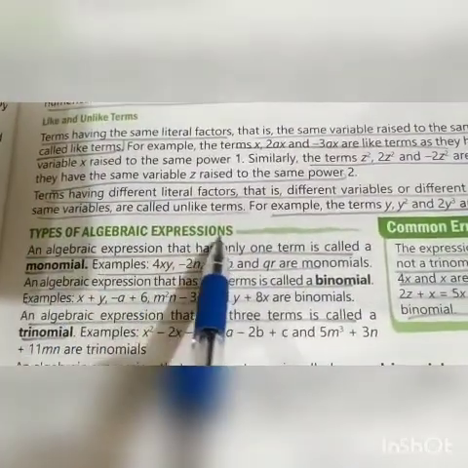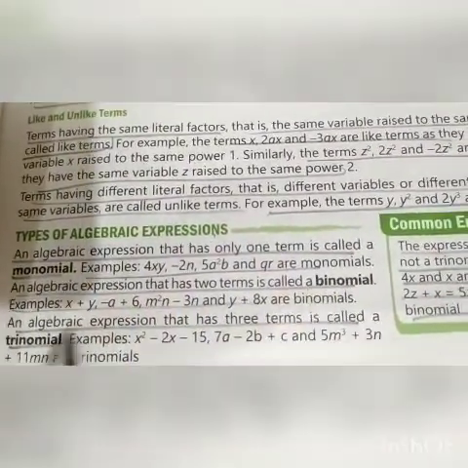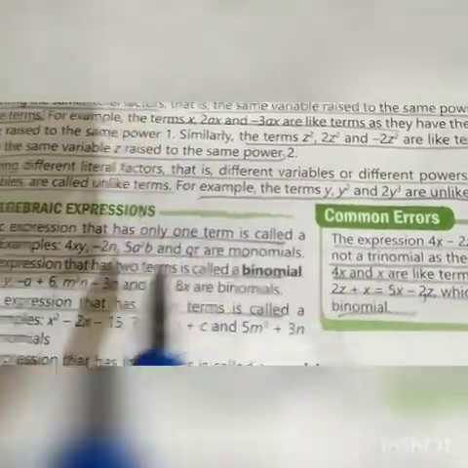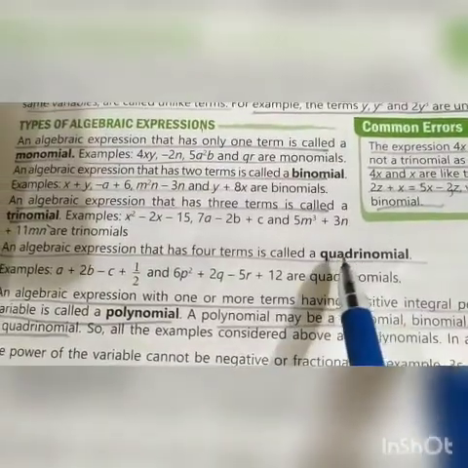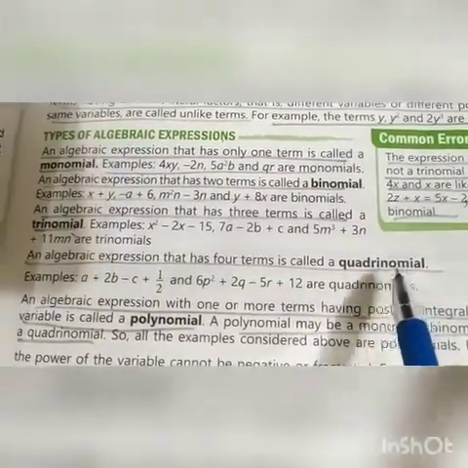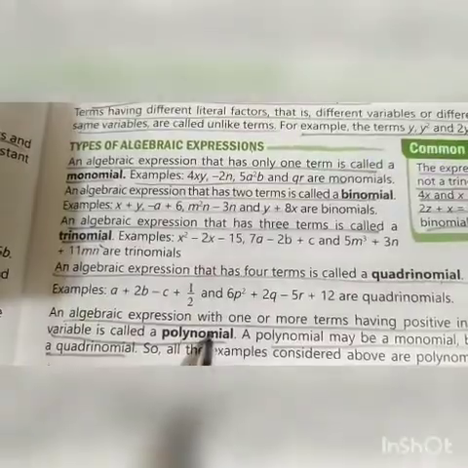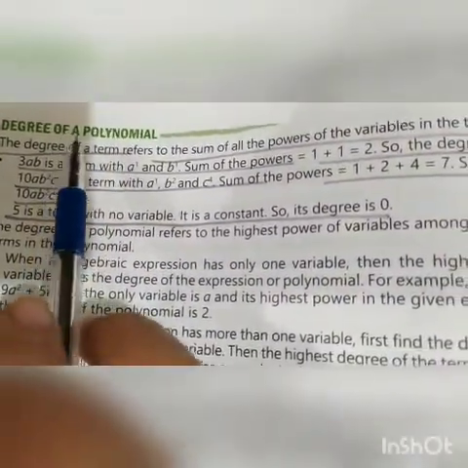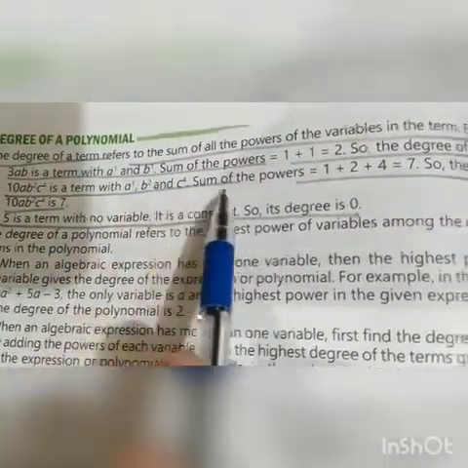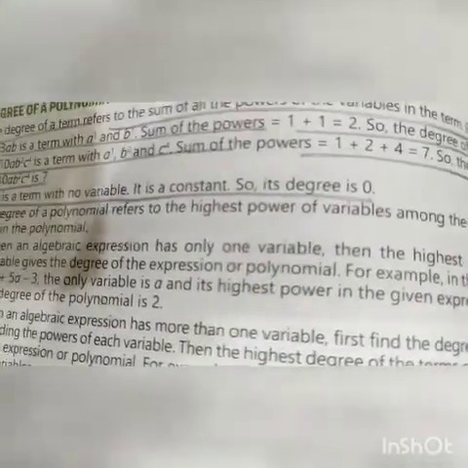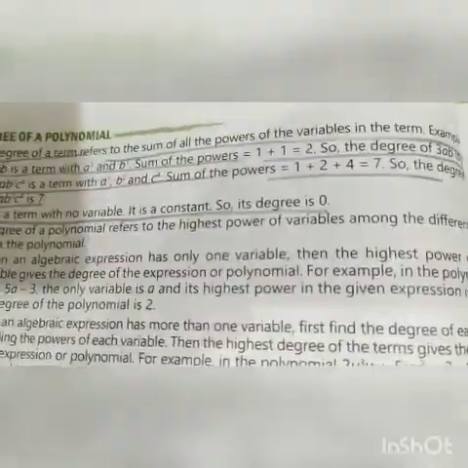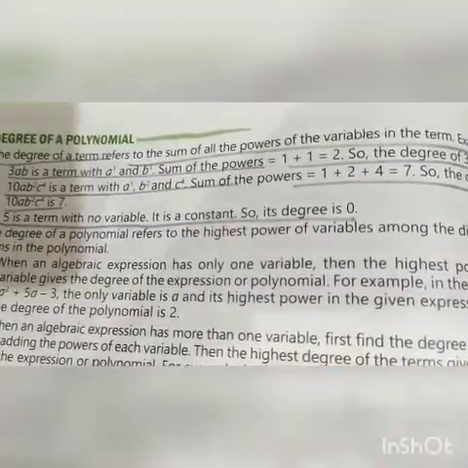Now types of algebraic expression, that is monomial, binomial, trinomial, and common errors also. The definition of quadrinomial, then the definition of polynomial. Next page, what is the degree of a polynomial? I have underlined these lines, so you will go through these pages, that is page numbers 86, 87 and 88.